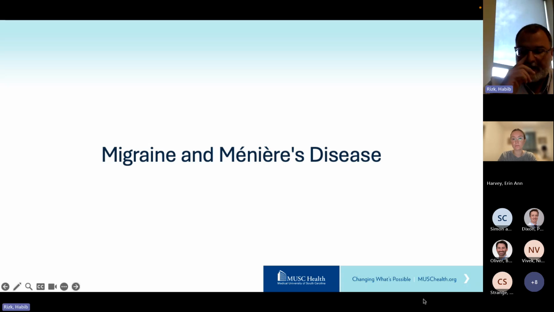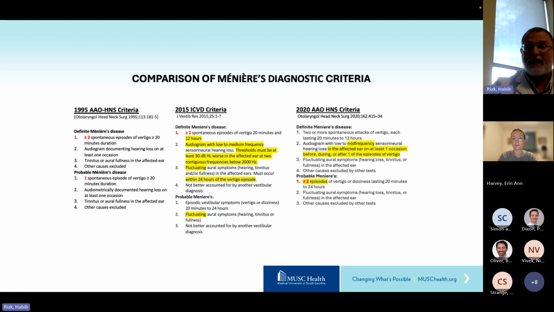So, which brings us now to the migraine and Meniere's disease correlation. Meniere's disease criteria evolved a little bit between 1995 and 2020. In 2015, the Bereni criteria were published and simplified the criteria a little bit into definite and probable. In the 1995 criteria, we had certain, definite, probable, possible, which is almost impossible to remember and categorize adequately sometimes.